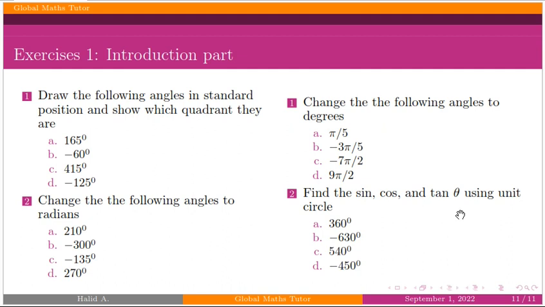For now, it's enough. Lecture 2 will be on special angles, how to find special angles, basically 30 degrees, 45 degrees and 60 degrees. So for now, do this exercise and wait for lecture 2.